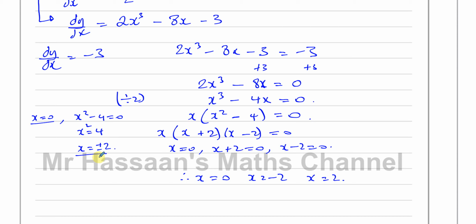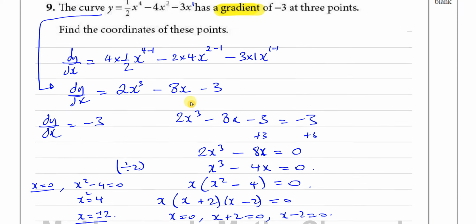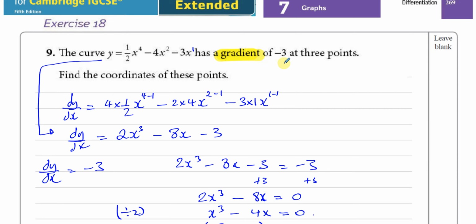Those are the x coordinates of the points at which the gradient is equal to negative 3. Now they're asking us to find the coordinates. We found the x ordinates. We need to find now the y ordinates, then we'll have the coordinates.